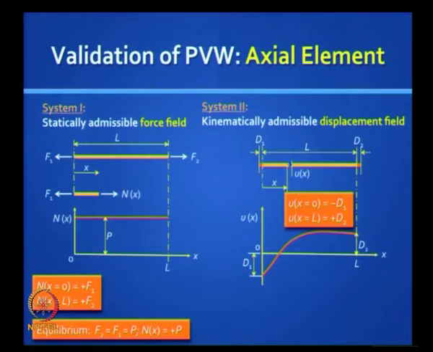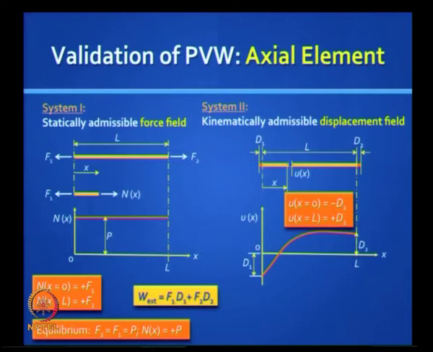Okay. So the compatibility requirement is that you must not have a break in the bar anywhere, which means that curve should be continuous, and there must be a compatibility relationship of u at x equal to 0 being equal to minus d1 and u at x equal to L being equal to plus d2, right. So this is a complete displacement field, it is kinematically admissible, and we will check out and see whether the principle of virtual work operates here or not.